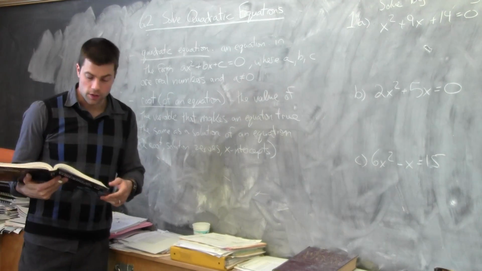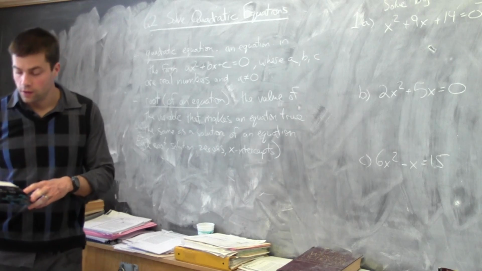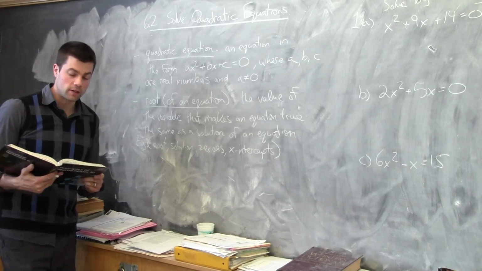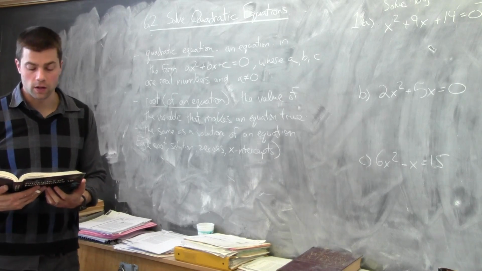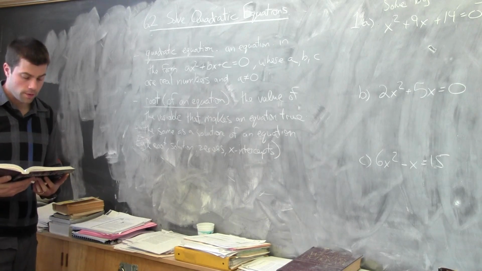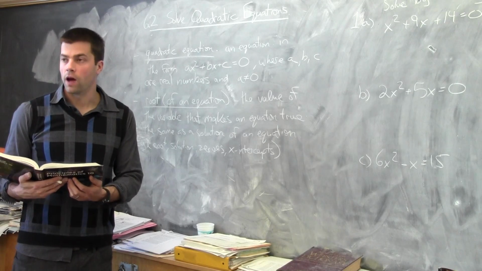Okay, this is section 6.2 in your textbook, page 274. We're talking about quadratics again, of course, and we're learning how to solve them. So, solve quadratic equations. Would someone like to read the first little blurb there? Flight path of a toy rocket.